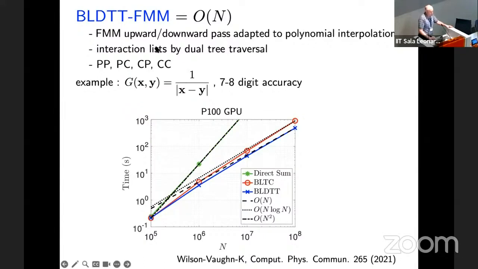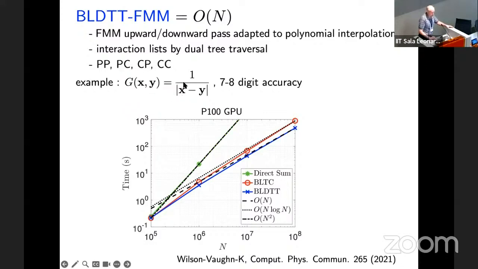We do something different than the classical Greengard-Rokhlin FMM. We compute the interaction lists by dual tree traversal. That's what Appel showed in 1985. This gives us more flexibility. This method also has an adaptive choice between direct particle-particle interaction, particle-cluster, cluster-particle, or cluster-cluster. So the code adaptively chooses which of those is going to be more efficient.